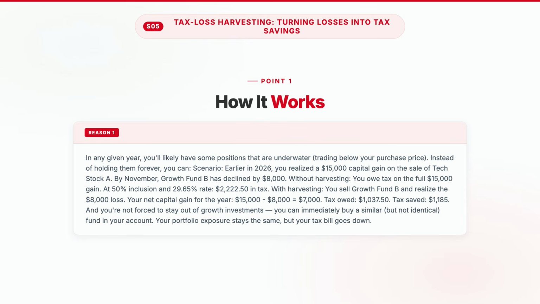Scenario: earlier in 2026, you realized a $15,000 capital gain on the sale of Tech Stock A. By November, Growth Fund B has declined by $8,000. Without harvesting, you owe tax on the full $15,000 gain. At 50% inclusion and 29.65% rate, that's $2,222.50 in tax. With harvesting, you sell Growth Fund B and realize the $8,000 loss.